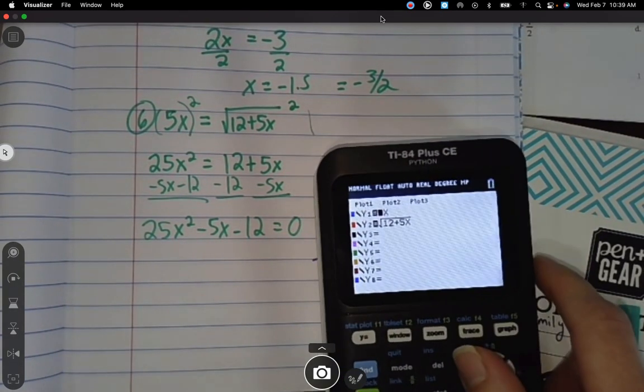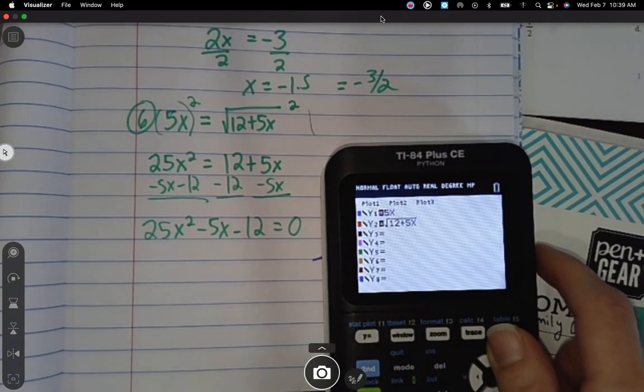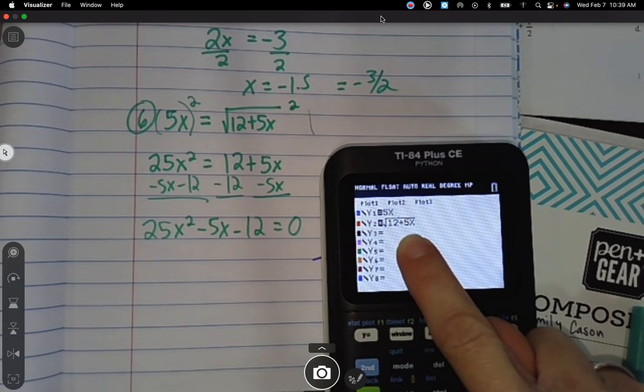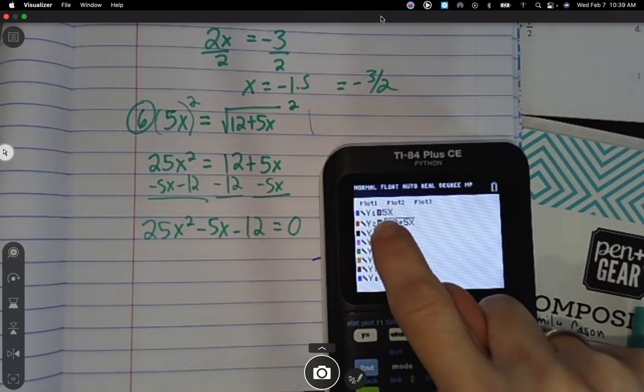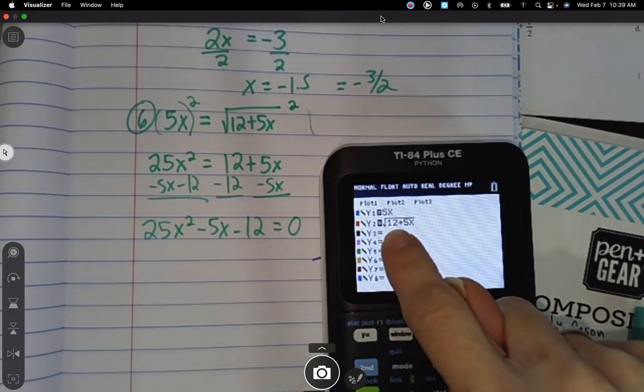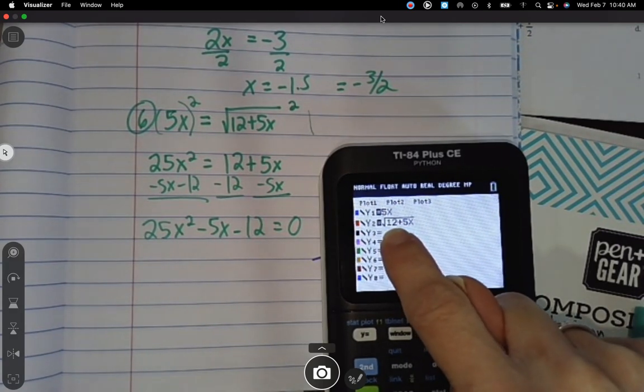We actually just learned this yesterday. Do y'all see? I put 5x in my first one, and what did I put in my second one? The square root of 12 plus 5x. But look at your problem on your paper. That's what I started with. My problem on my paper has 5x, and then what? The square root of 12 plus 5x.